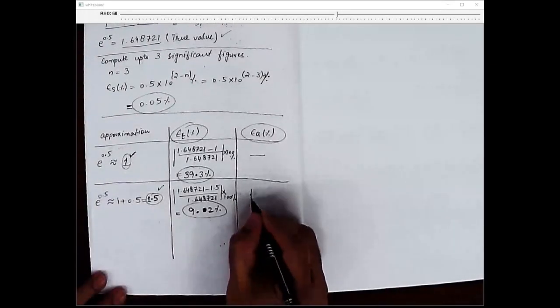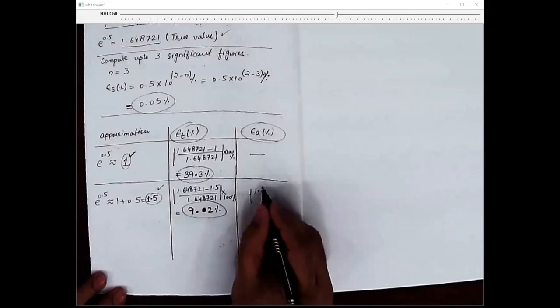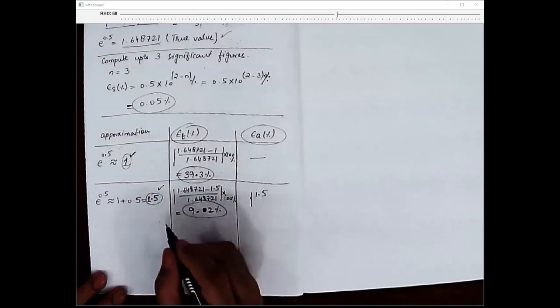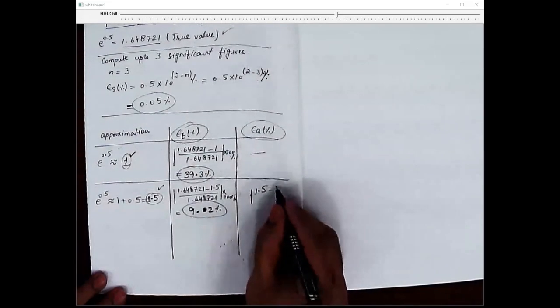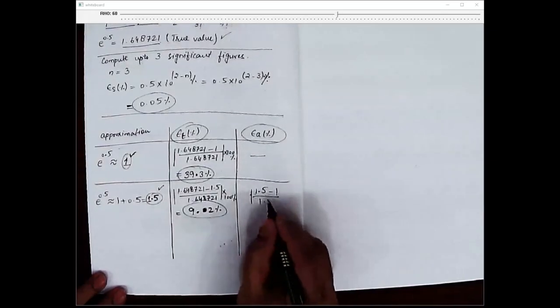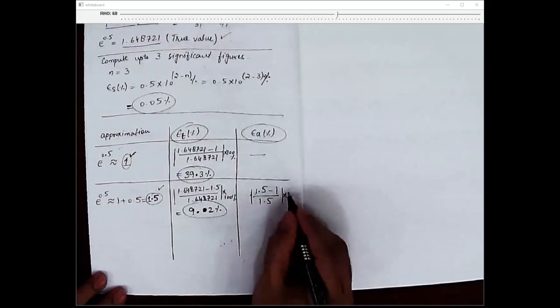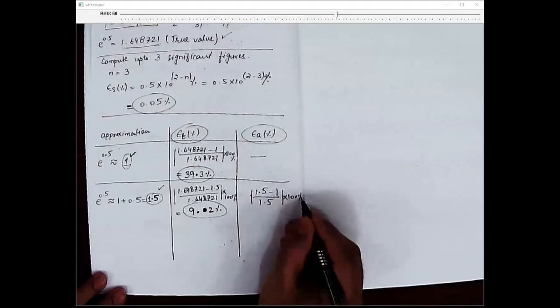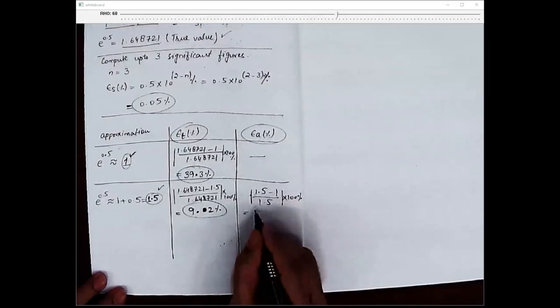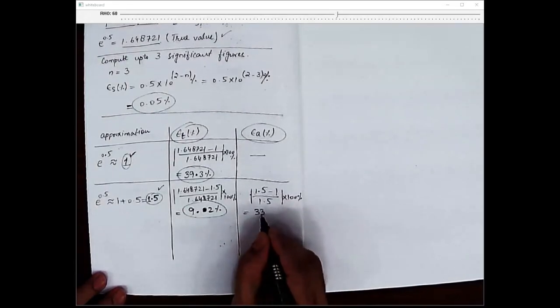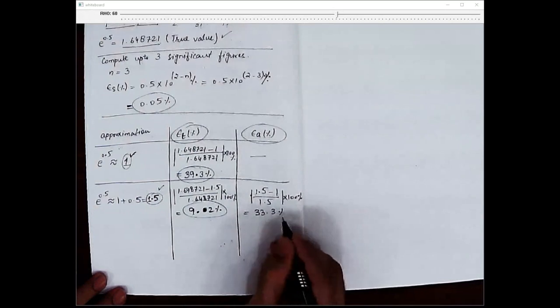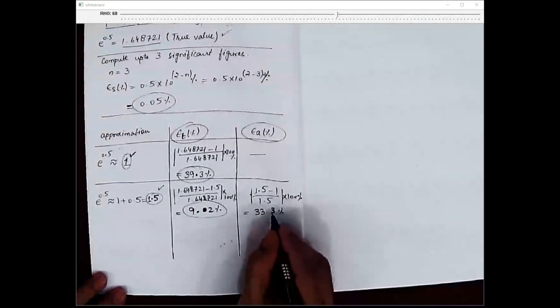So I have to apply the formula in a very easy manner. I have current approximation 1.5, I have 1 as the previous approximation, divided by 1.5. I take the absolute value, because I want a positive error, and multiply with 100%. So this one I got 33.33% error.